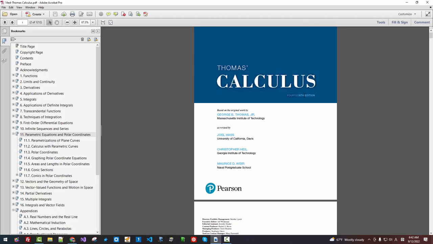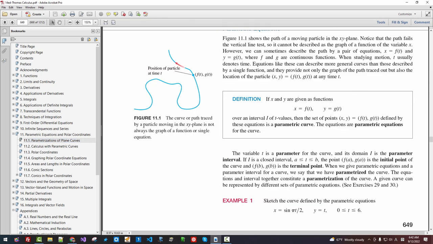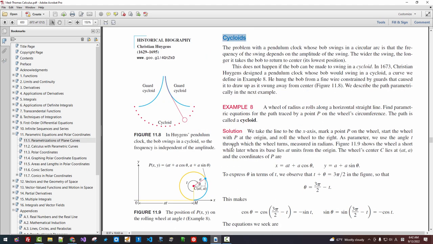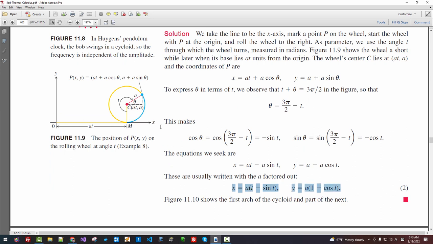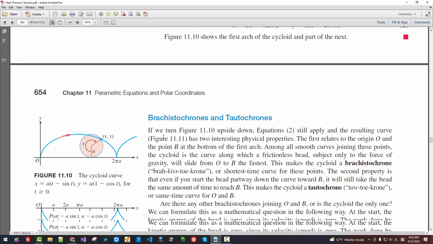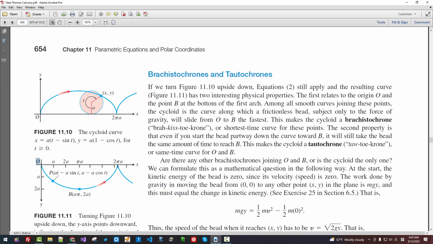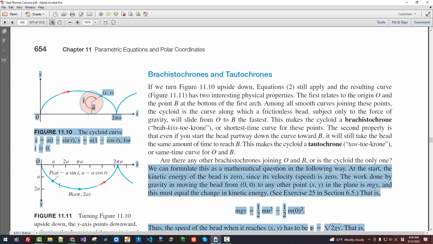From Thomas' Calculus, 14th edition, chapter 11.1, Parameterizations of Plane Curves. We will learn polar coordinates very soon. From this chapter, if you scroll down, you can find the cycloid. In our previous episode, we derived parametric equations for this cycloid. In my next episode, we will set up equations to compute the time taken when we release a bead from point O, the time taken for the bead to slide down this cycloid curve to reach point B.